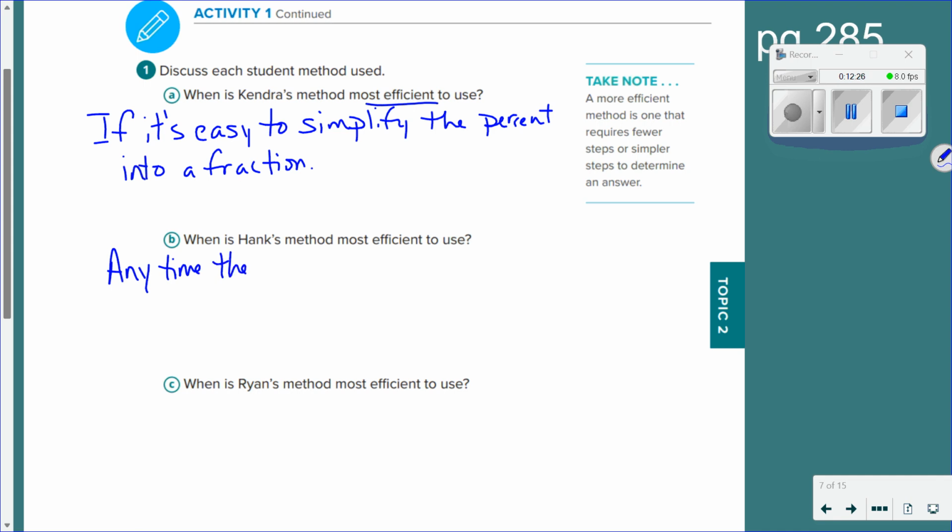But anytime the percent doesn't simplify as a fraction, this is going to be by far the most usable one. Yes, as the numbers are more complex. Thank you, Mr. Chan. That's probably a better way to say that. I'll even add that up here.